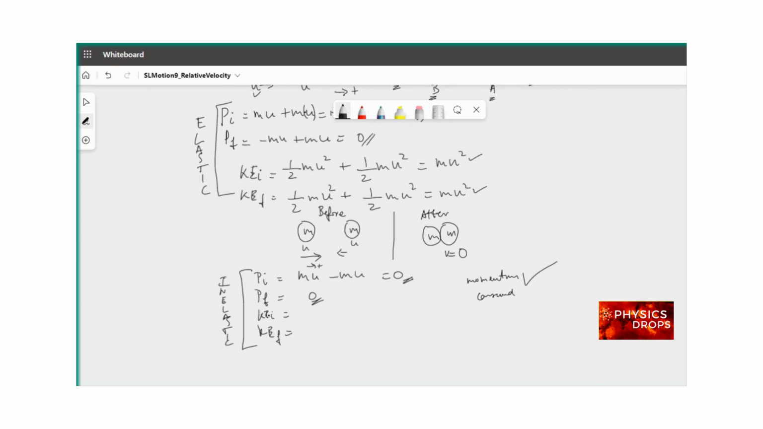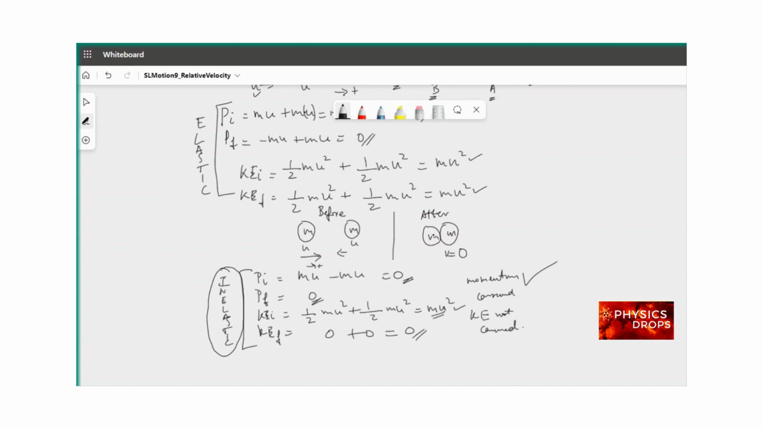And let's look at the kinetic energy. The initial kinetic energy is again half mu square plus half mu square, which is mu square. Half plus half is 1, so mu square is the initial kinetic energy. What happens to the final kinetic energy? Half mu square, the velocity is 0, so 0 plus 0 is 0. So the kinetic energy is not conserved in the case of inelastic collisions. Kinetic energy not conserved.